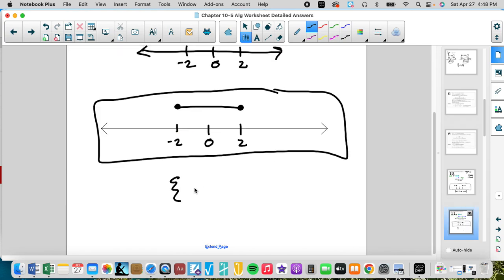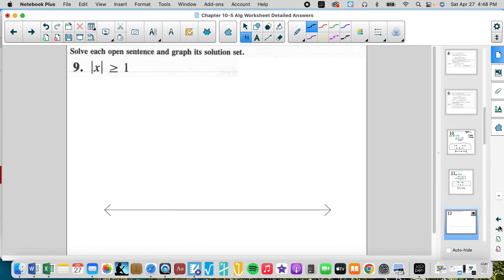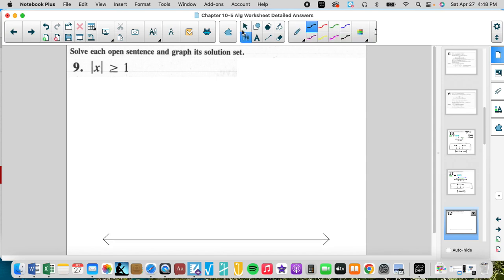And then if we had to write it, we'd write negative 2 is less than or equal to x, which is less than or equal to 2. Nice way of doing that. Good knowledge. Hopefully you're getting this and you understand why these particular constraints are placed on it.